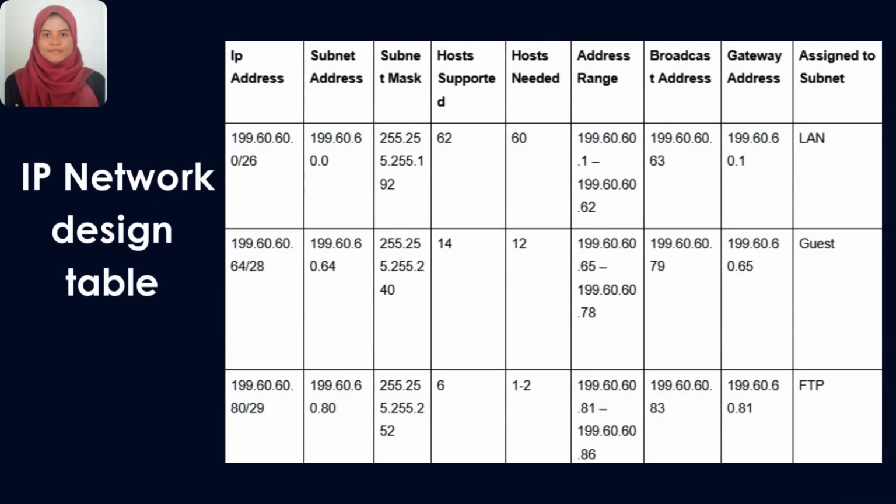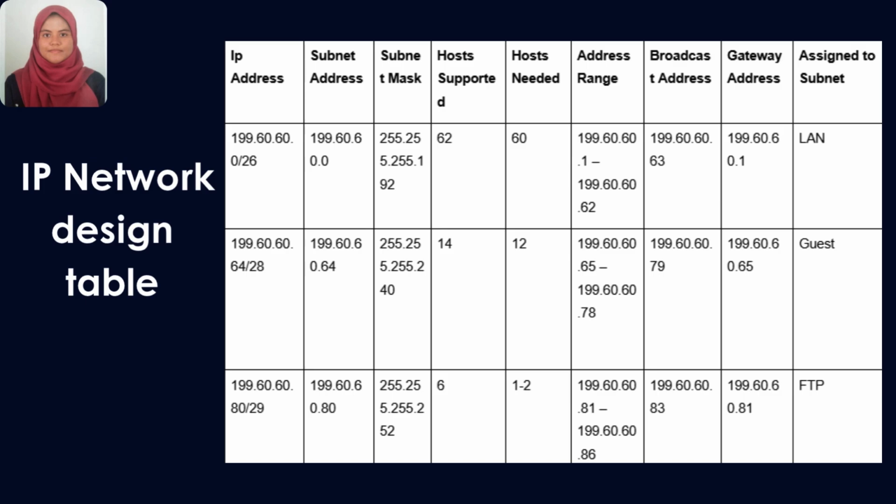So for the IP network design table, this is the table that shows how the network 199.60.60.0 has been divided into three subnets to meet different host requirements. For the first subnet, 199.60.60.0/26 supports up to 62 hosts and is used for the LAN.